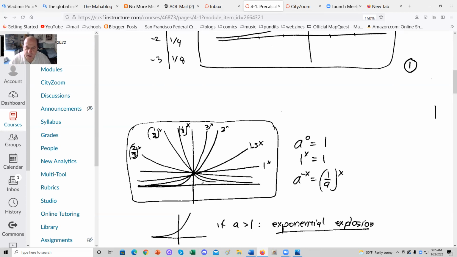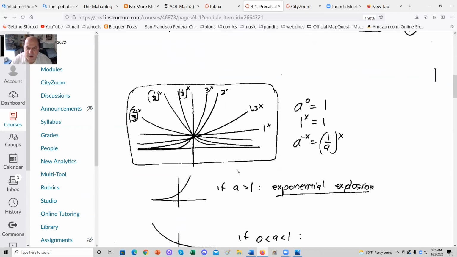The 1/3 to the x graph is the same as the 3 to the x graph flipped left for right, because 1/a to the x is a to the negative x. 1/2 to the x is the same as the 2 to the x graph flipped left for right. 2/3 to the x is the same as 1.5 to the x flipped left for right. They all go through the point 0 by 1 because a to the 0 is always equal to 1. I call this shape, by the way, the peacock's tail.